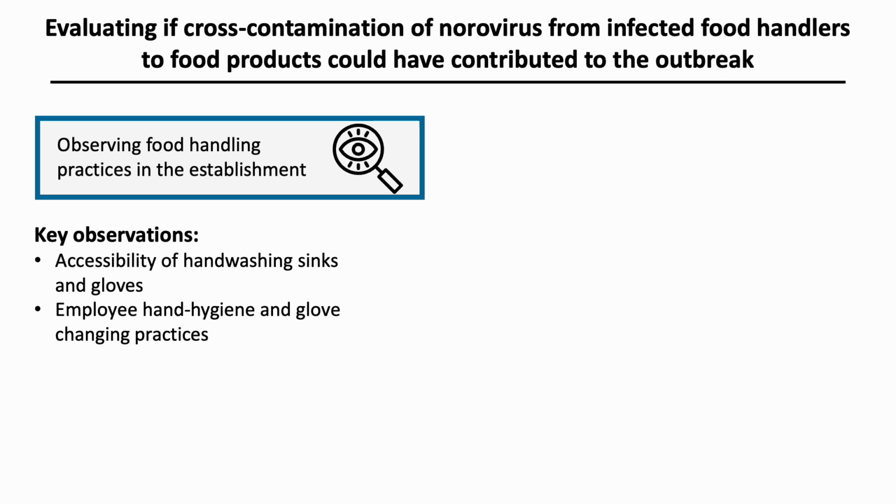Are hand-washing sinks properly stocked with soap and paper towels to promote proper hand washing? Are trash bins strategically placed near hand-washing sinks? Is the temperature of the water in hand-washing sinks appropriate to achieve effective hand washing? Are gloves available and easily accessible to food handlers? Additionally, attention should be paid to the behavior of employees with respect to their hand hygiene and glove changing practices.